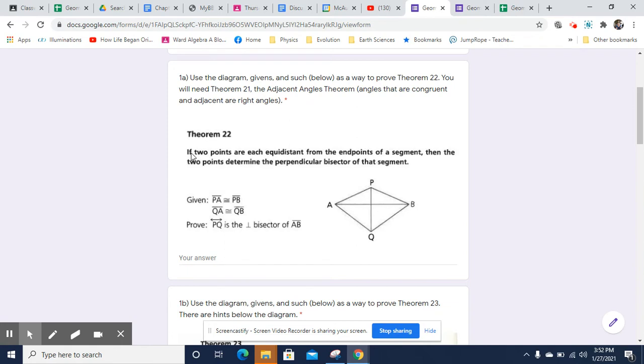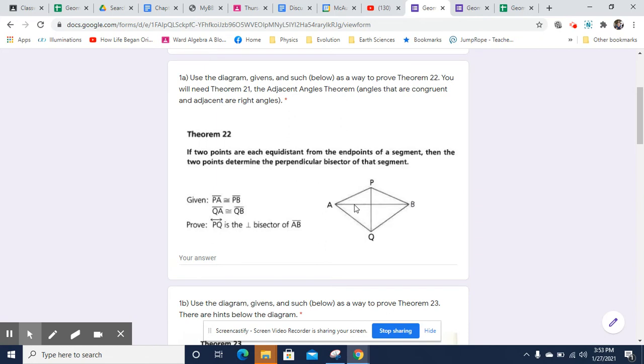So here's Theorem 22. The theorem says if 2 points are each equidistant from the endpoints of a segment, then the 2 points determine the perpendicular bisector of that segment. So let's see how this sets up those conditions. We've got this quadrilateral here, and we've got the diagonals going here. We're supposed to prove that PQ is the perpendicular bisector of AB.